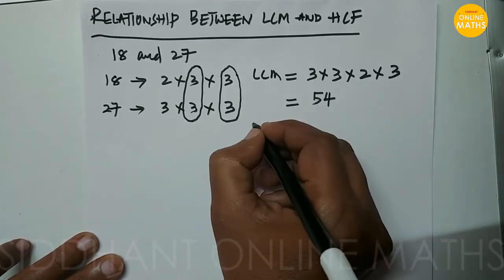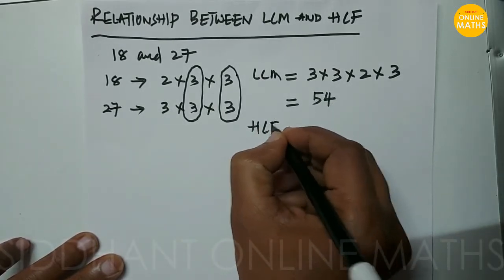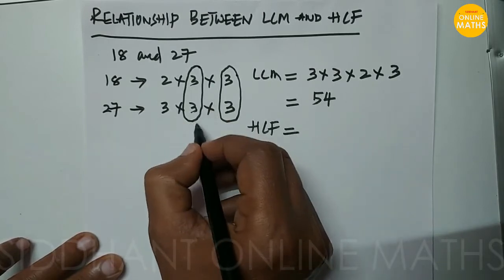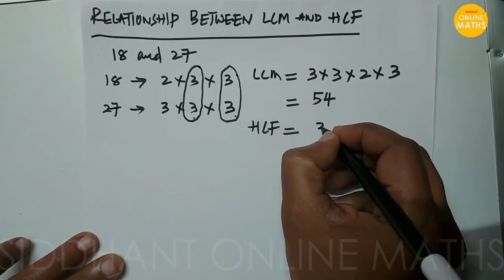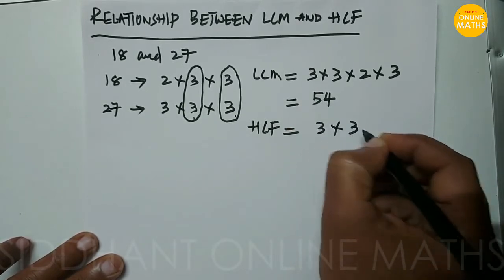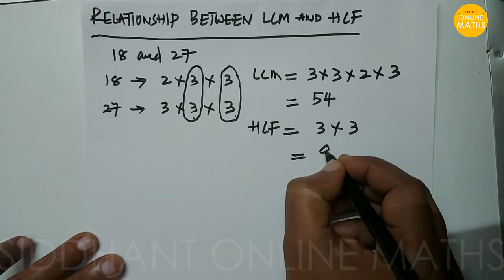And HCF, when you are going to find out, we take only the common factors, that is this one 3 and this other 3, that is 3 into 3, so that will be equal to 9 here.